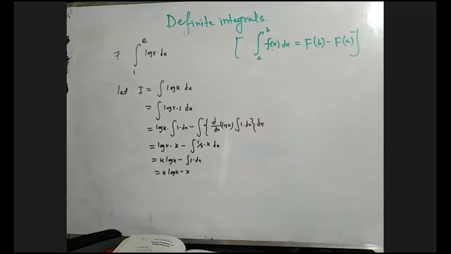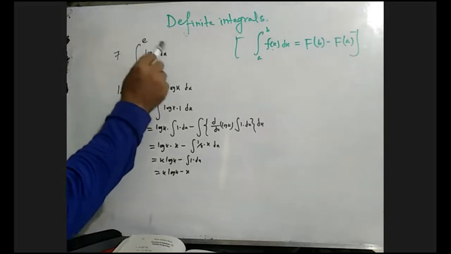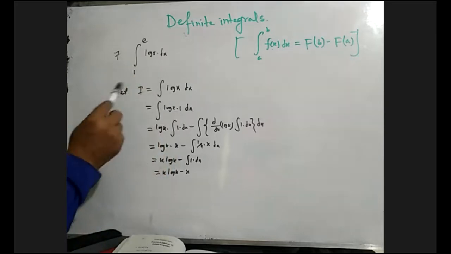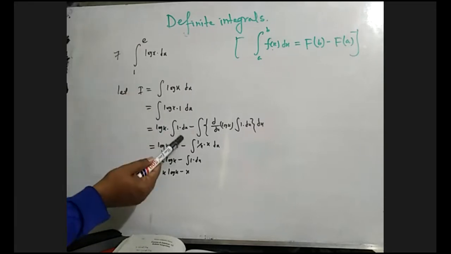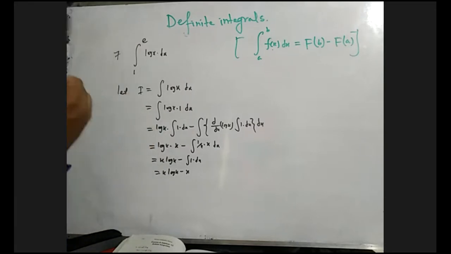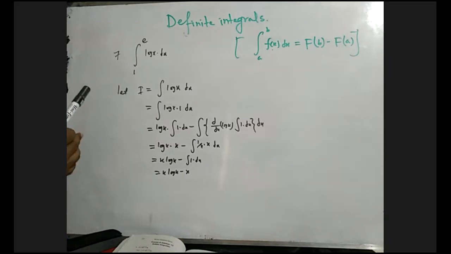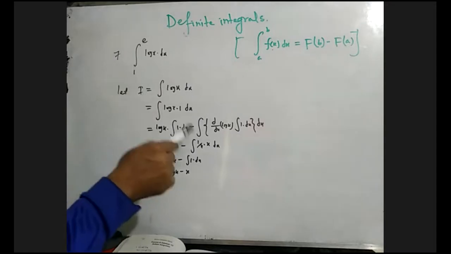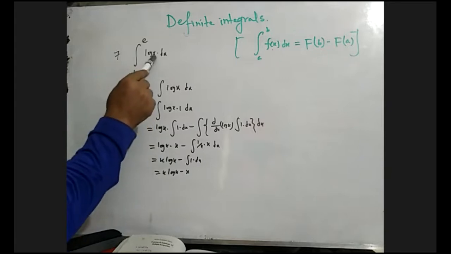Now another integral, example 7, integral from 1 to e of log x dx. First of all, we have to use the UV rule, that means the product rule for integration. In our previous lectures, in the indefinite integral part, we have studied this, and we have learned two methods. One is the DI method or tabular method, differentiation or integration method, and another one is by using the UV rule. So first of all, let I equal integration of log x dx.